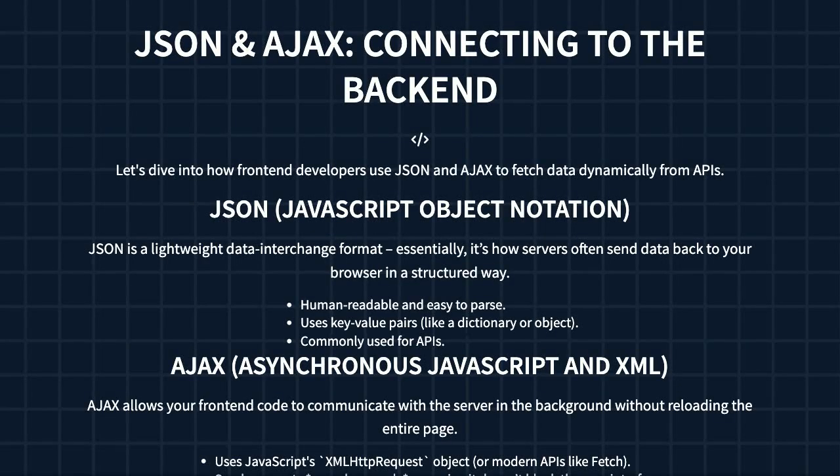Okay, let's talk about how we connect our front ends to the back end. We'll focus on JSON and AJAX. First up is JSON. It's like a really easy to read way for servers to send data back to us in a structured format using key-value pairs. Think of it like a dictionary.